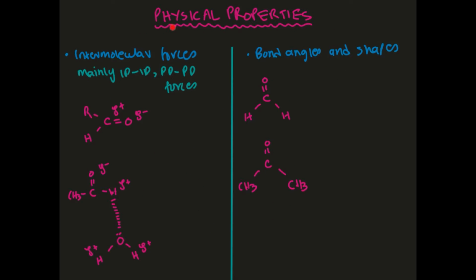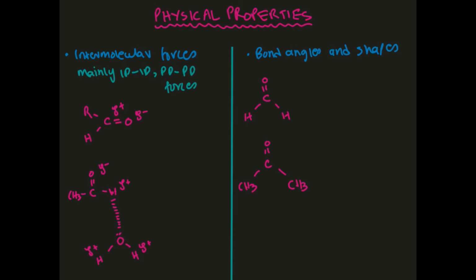Now let's talk about the physical properties of aldehydes and ketones. We're going to classify this into two types: intermolecular forces, and bond angles and shapes. The intermolecular forces over here are going to be ID, which is instantaneous dipole and induced dipole, and PD. Since you have a dipole, because oxygen is more electronegative than carbon, you have PD forces over here, and ID forces exist in all molecules.